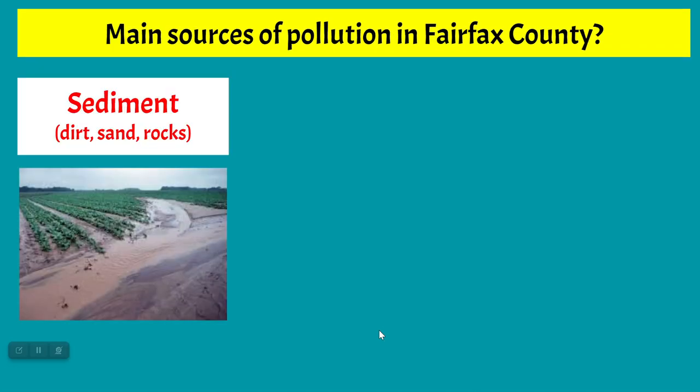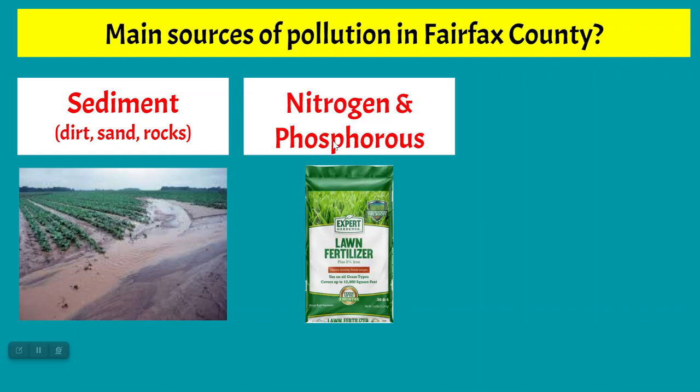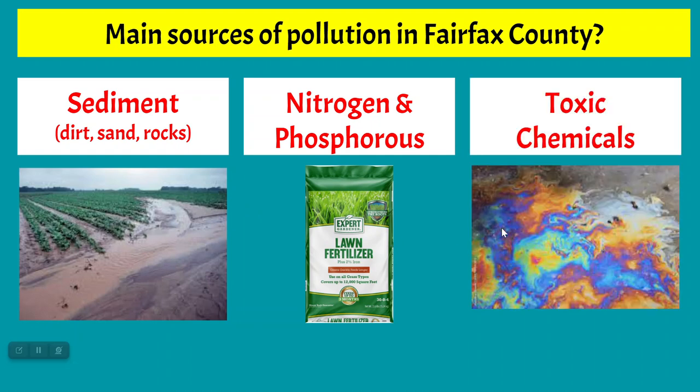All right, the main sources of pollution in Fairfax County, if you remember from our walk the other day, we have a lot of sediment, and we also definitely have nitrogen and phosphorus from fertilizer for the most part. So those are probably our two bigger pollutants that we have in Fairfax County, but also we have toxic chemicals that come from cars and vehicles that have leaks, or sometimes we get toxic chemicals from businesses.